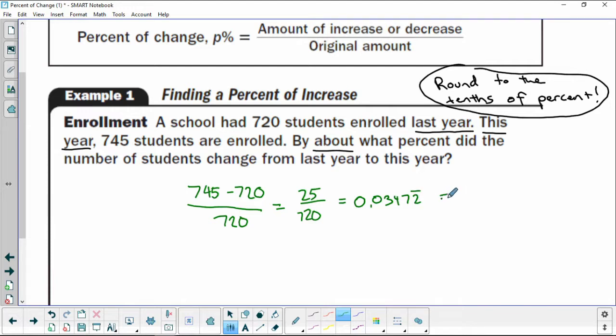But as a percent, move the decimal point twice. Since I'm rounding, I'm going to use the approximately equal to 3.5%. I rounded to the tenth of a percent. I moved the decimal point, and then I looked at the tenth place of the percent, and one more. Since 7 is bigger than 5, I round that up. So about a 3.5% increase.